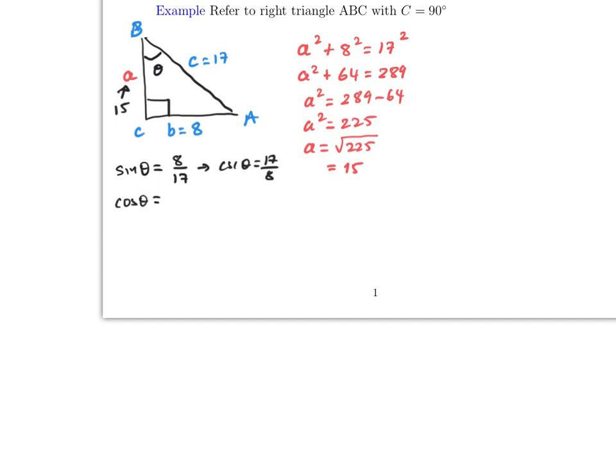Therefore, cosine theta, remember cosine is the adjacent to the angle, so it will be 15 over 17, which means that secant should be 17 over 15, and so forth. So tangent theta should be then 8 over 15, which means cotangent of theta will be 15 over 8.